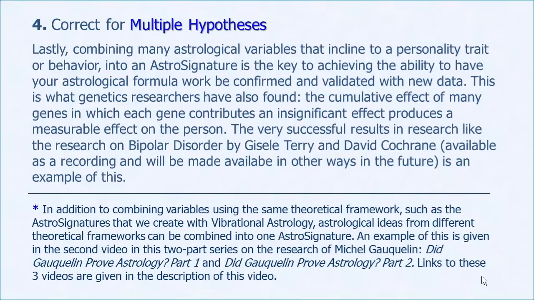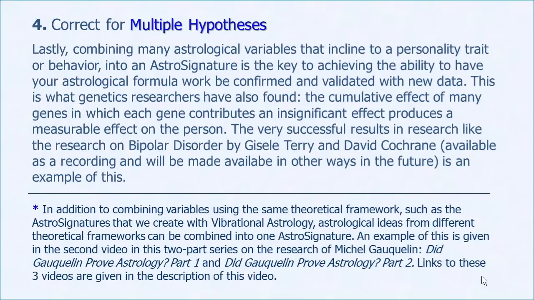And some of our most exciting research is simply AstroSignatures. One of the most exciting is the bipolar disorder research by Giselle Terry and myself. Right now it's available only as a recording from lectures in the Vibrational Astrology Conference lectures that you can purchase. And we are going to be making that information available through other means. We're working on writing it all up, and it'll be available in other ways at some point, maybe by the year 2022 or so.